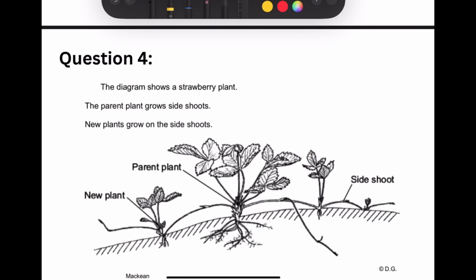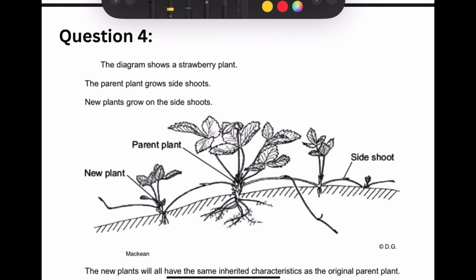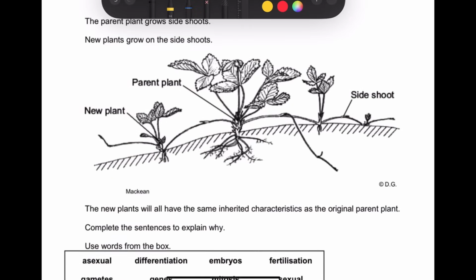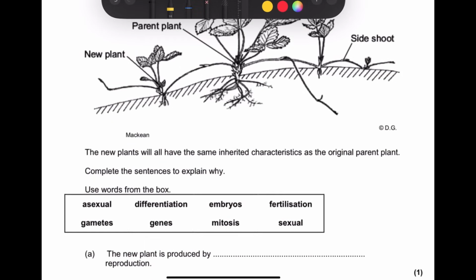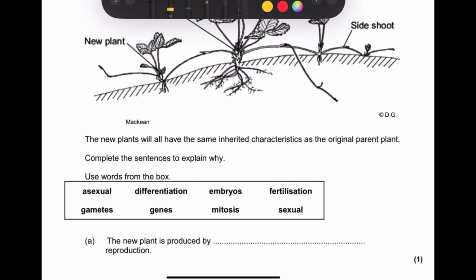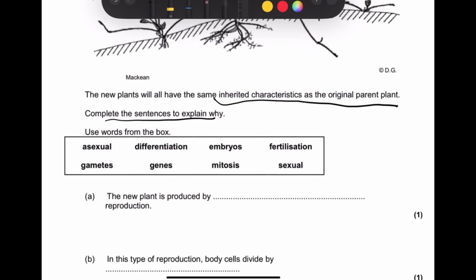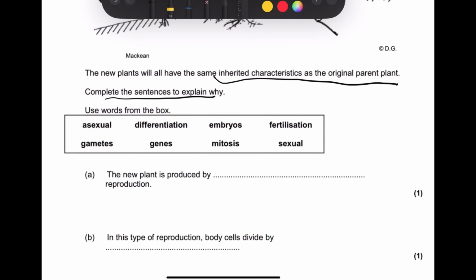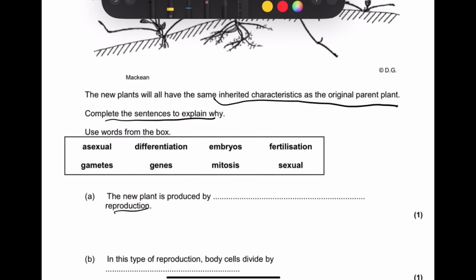Question 4. The diagram shows a strawberry plant, and the parent plant grows side shoots, and new plants grow on these side shoots. So the new plants will all have the same inherited characteristics as the original plant. Complete the sentence to explain why, using the words from the different blocks. Let's go with A. The new plants are produced by what type of reproduction? We can see that they have all the same inherited characteristics, so that means it is by asexual reproduction.